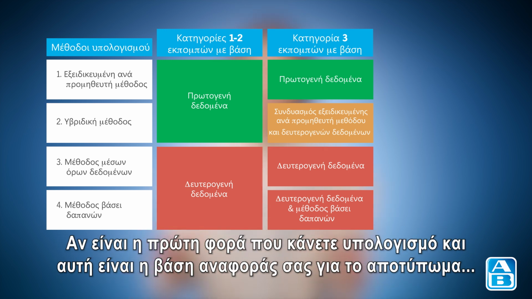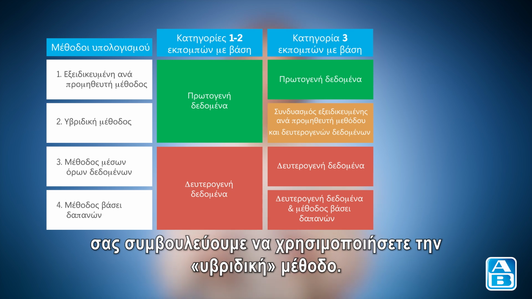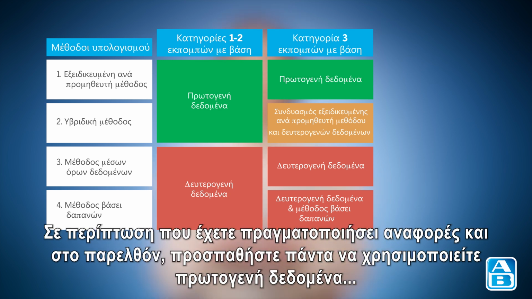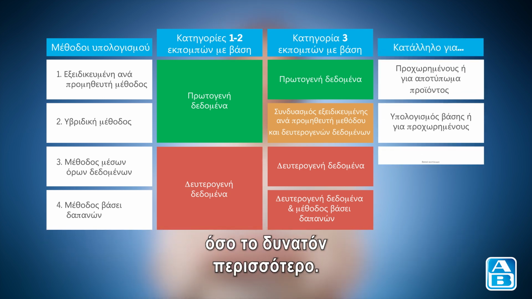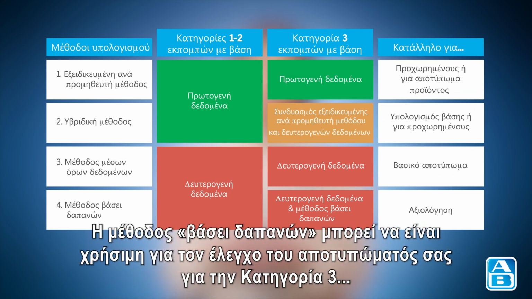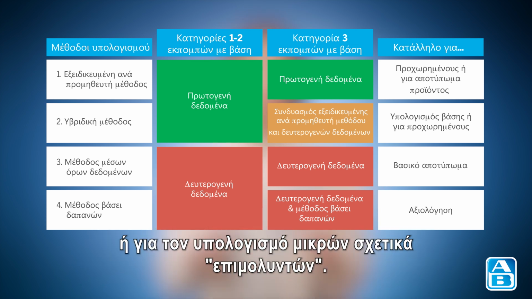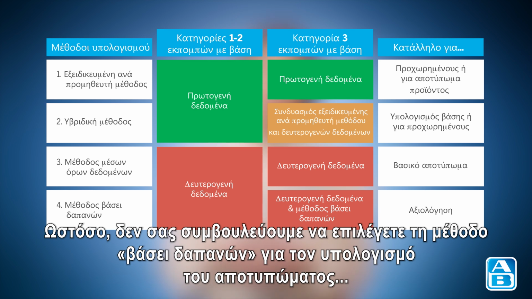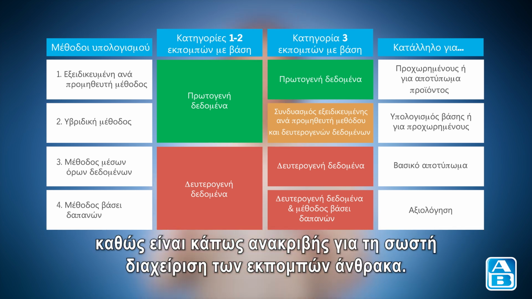If this is your first time calculating and this is your footprint baseline, we advise you to apply the hybrid method. In case you've already been reporting, always try to use as much primary data as possible. The spend-based approach can be useful for screening of your Scope 3 footprint or for calculation of small contributors. However, we do not advise you to use the spend-based method for your footprint, as it's quite inaccurate for proper carbon management.